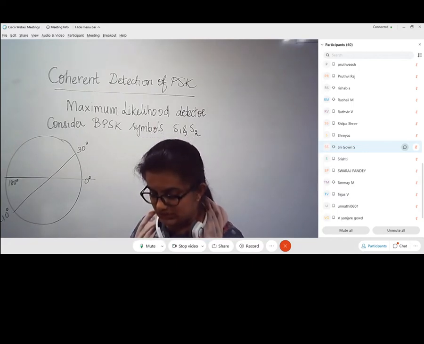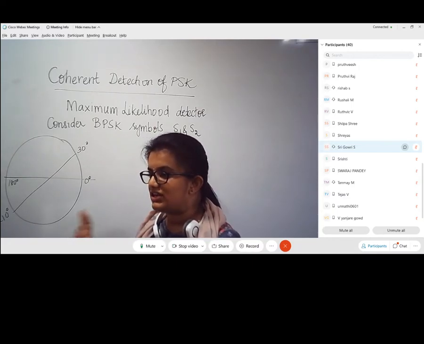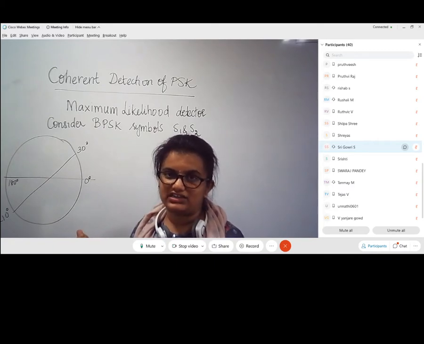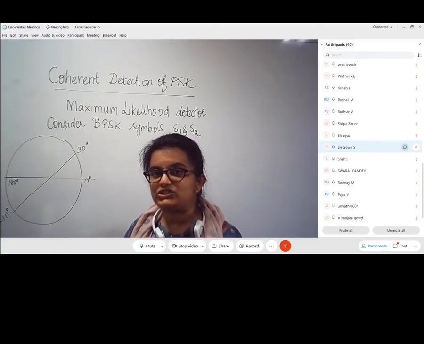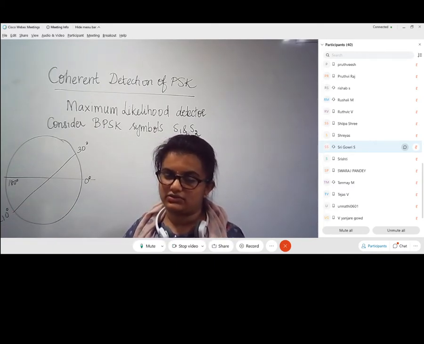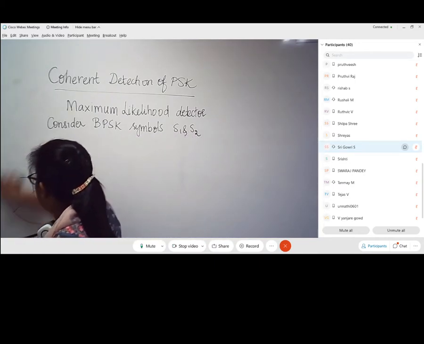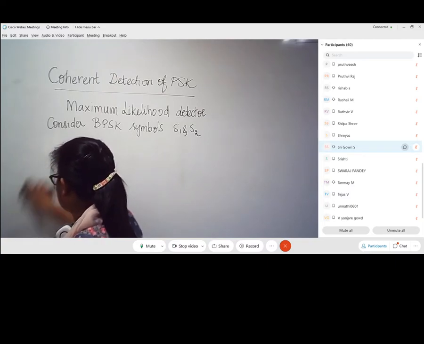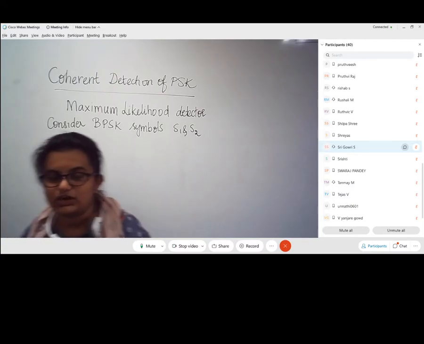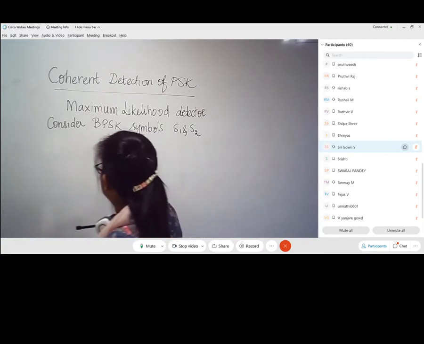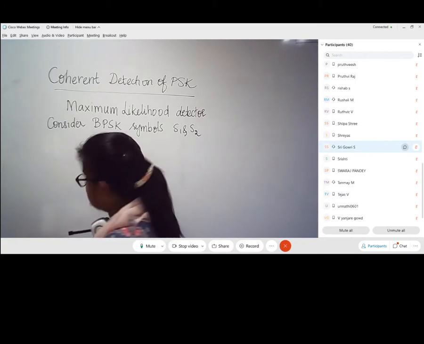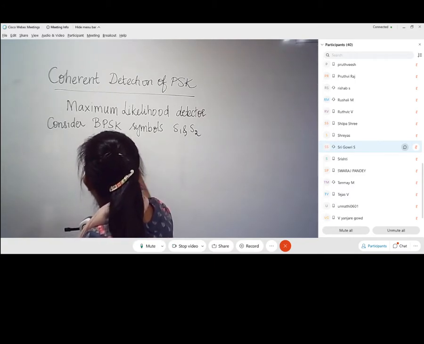Like this. So depending on the requirement of binary PSK, the symbols should be 180 degrees phase apart. Okay, so that is the basic requirement. So in general, I can write the equation of the symbols of the PSK as something like this. So I am going to write the two symbols.